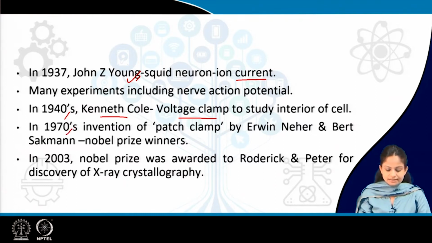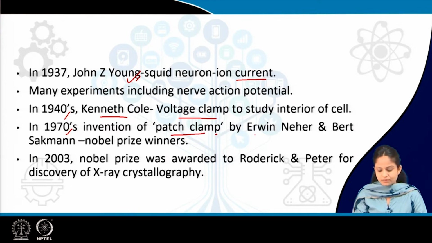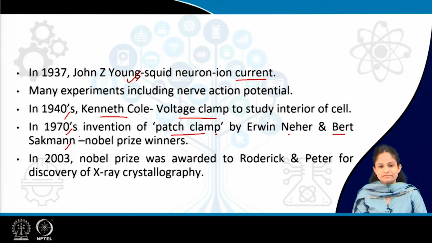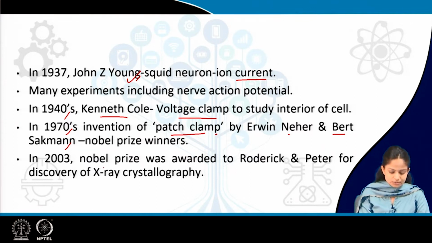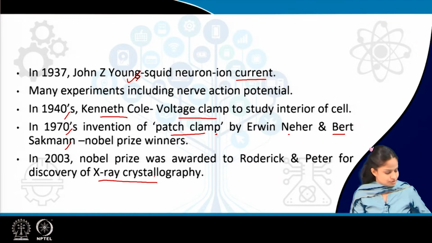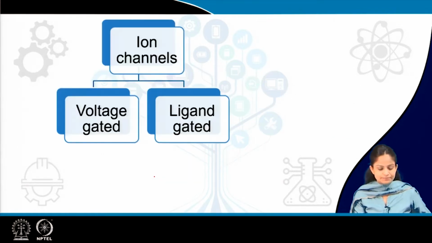In the 1970s, with the invention of the patch clamp mechanism by Erwin Neher and Bert Sakmann, these two Nobel Prize winners, we got to know about the various potentials of the ions. And in 2003 there was the discovery of X-ray crystallography to study the detailed structure of the various ion channels: sodium channel, potassium channel, chloride channels, calcium channels. So, with this brief history, we will move on to the types of ion channels.